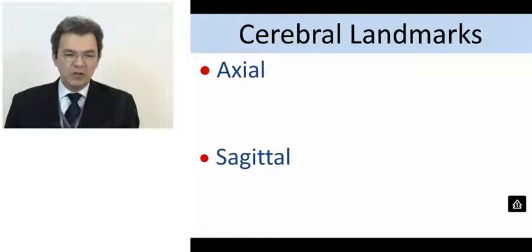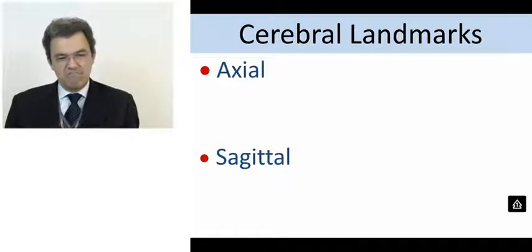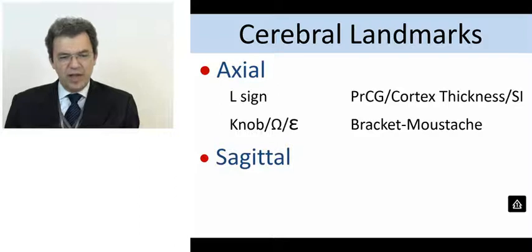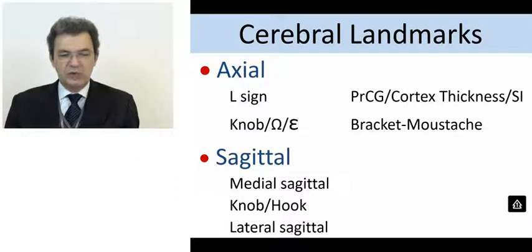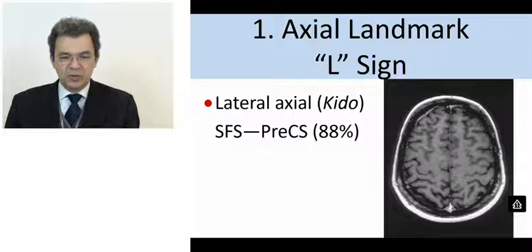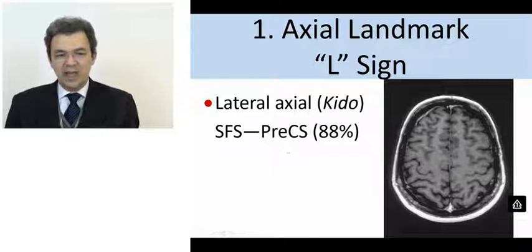So what I want you to be left with at the end is knowing these landmarks. So you have 4 axial and 3 sagittal landmarks, and we'll go through them now. The first one, the first that was described by Kido in the 1980s using CT, is the so-called L sign. L is how Stefan Sunaert from Leuven then called it.